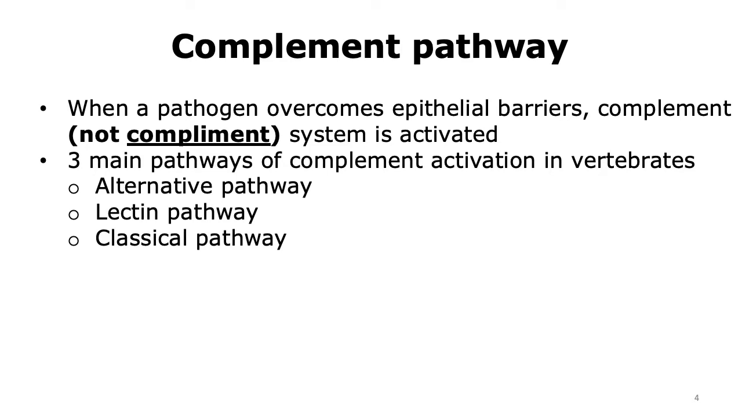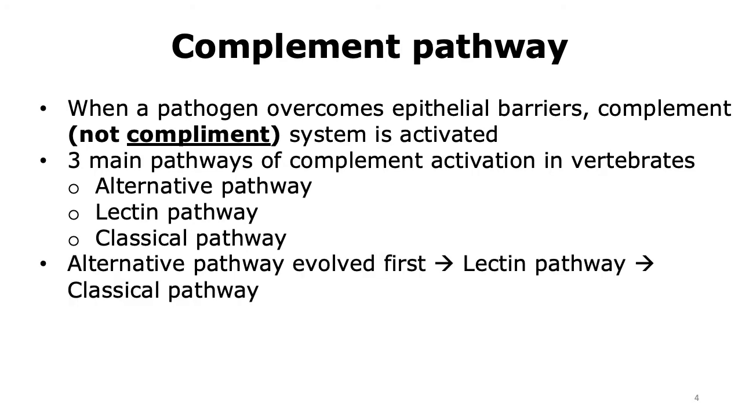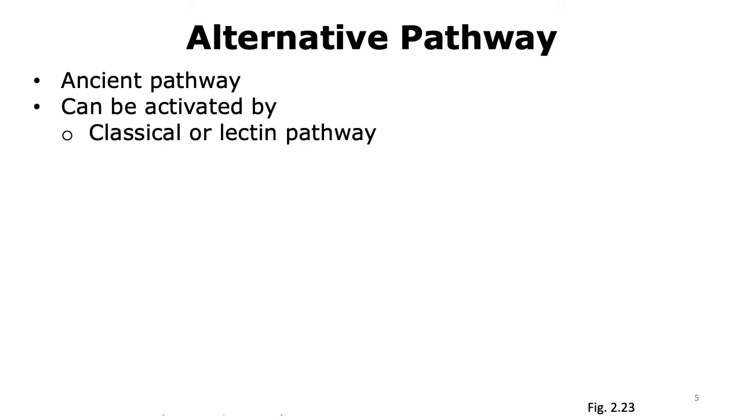The complement system is an ancient form of host defense, and so when we look at the evolution of the complement pathways, the alternative pathway evolved first, followed by the lectin pathway, and then the classical pathway. The alternative pathway, which is an ancient pathway, can be activated in two ways. The first way is through the activation of the classical or the lectin pathway. And the second way, which is the ancient aspect of the alternative pathway, is the spontaneous pathway. The spontaneous pathway is what we observe in lower organisms as well.